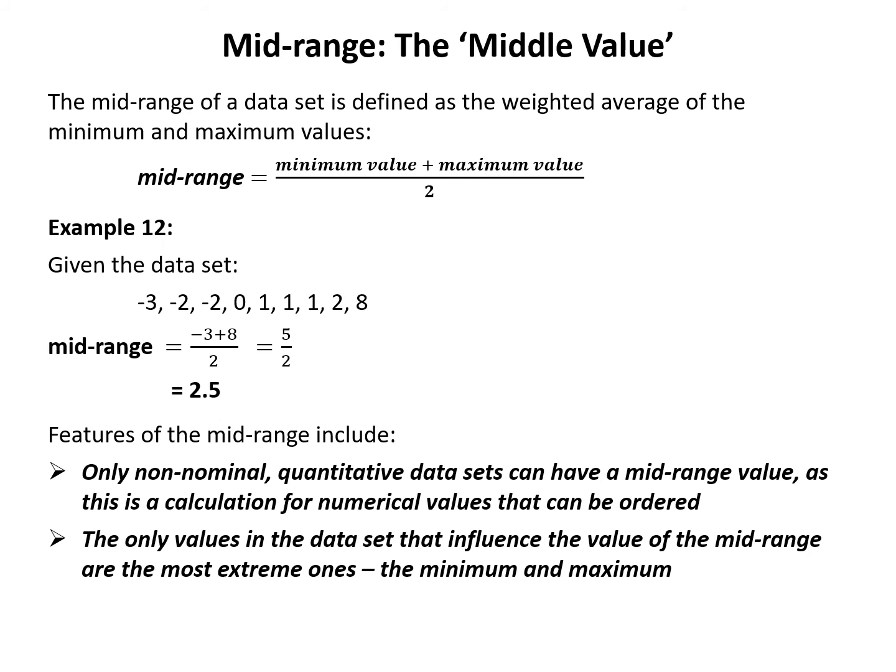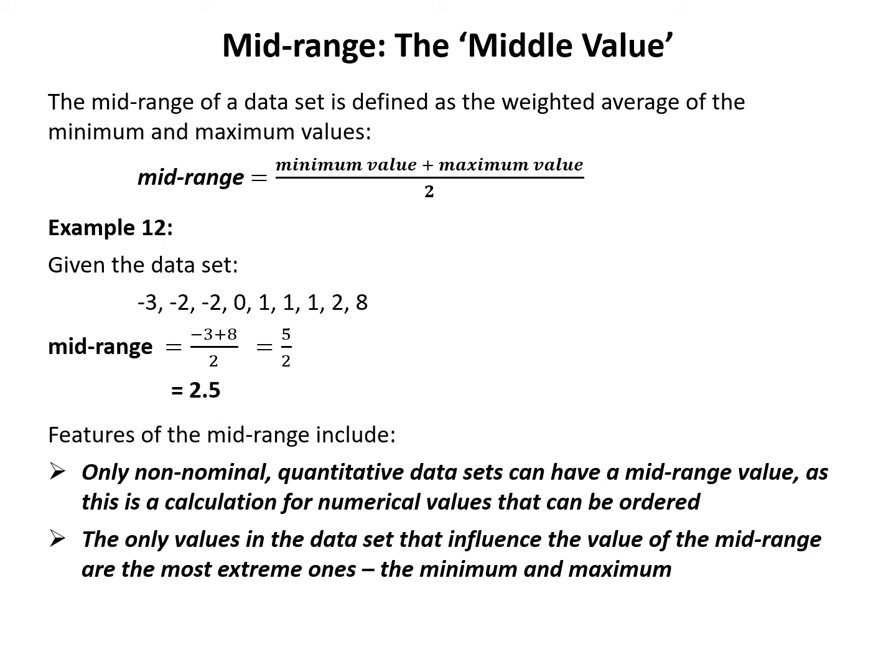In example 12, we're given the data set -3, -2, -2, 0, 1, 1, 1, 2, and 8. So the only values in the data set that we're interested in are the minimum and maximum, the -3 on the lower end and the 8 at the upper end. We simply add them together and divide by 2. In other words, we calculate the average of those two values. So -3 plus 8 divided by 2 is equal to 5 divided by 2, or 2.5. So we say the mid-range equals 2.5.